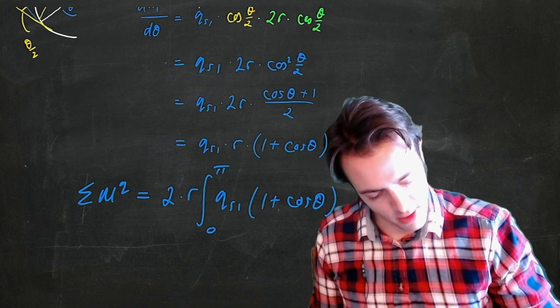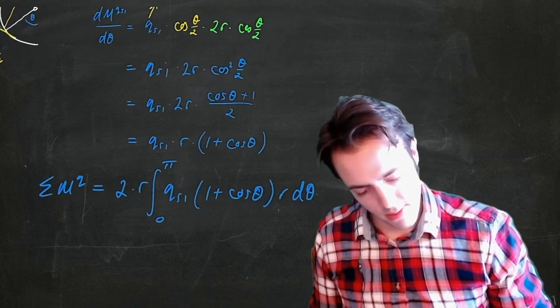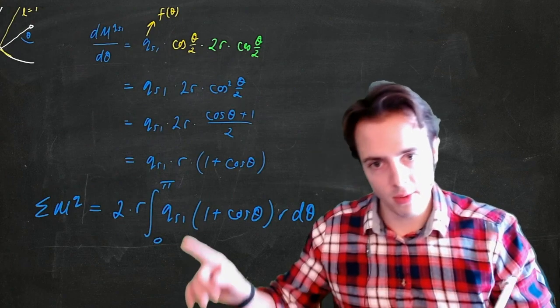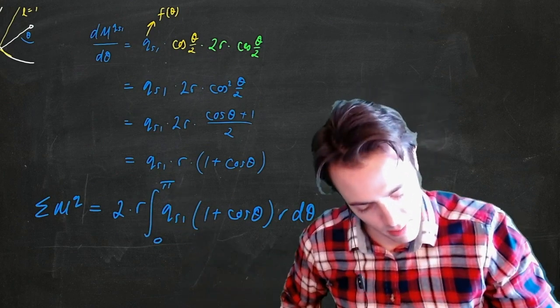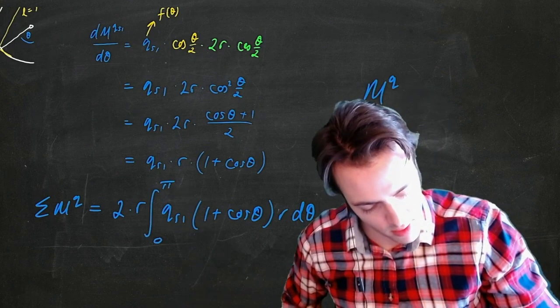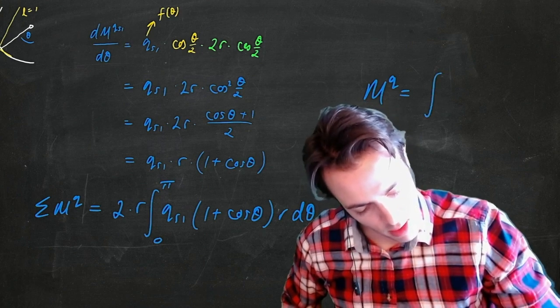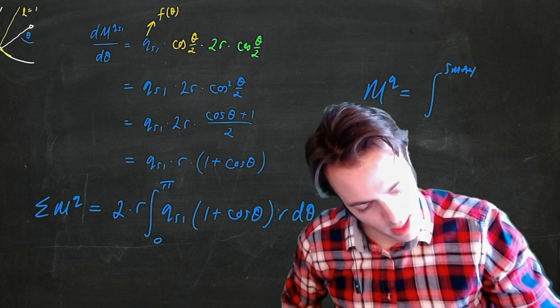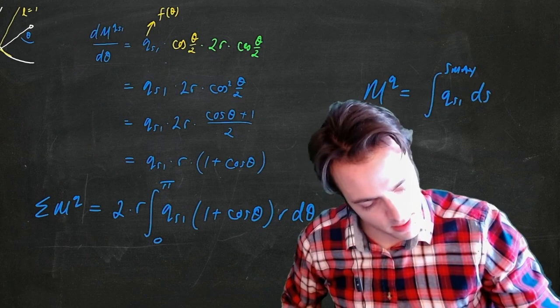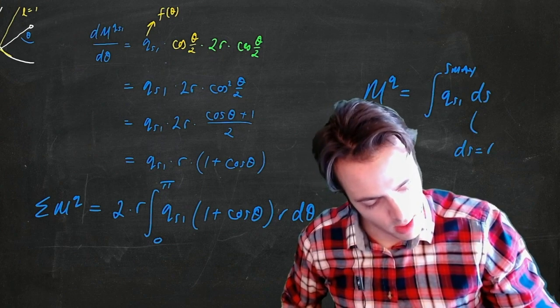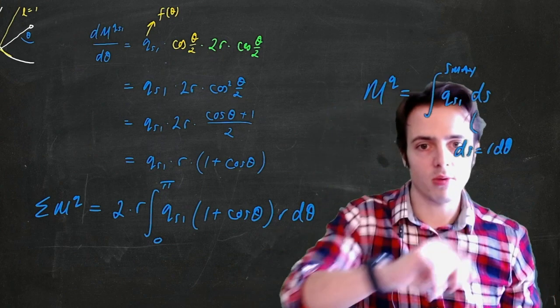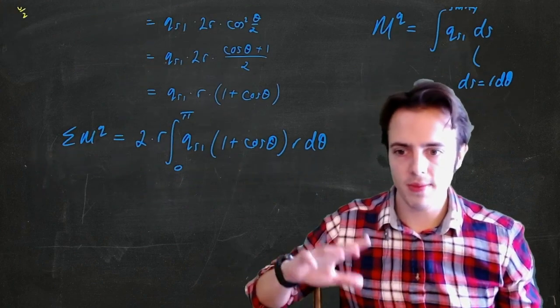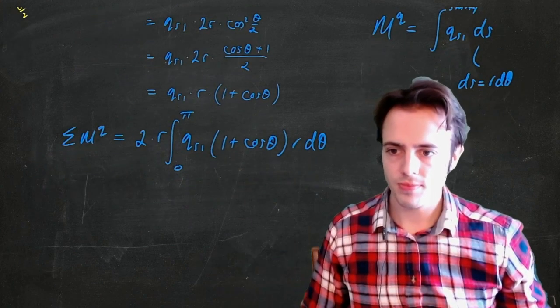Sorry, that should be r d theta, okay? Because we actually need to integrate along s. So this should be the moment due to q is equal to the integral from s max of q s1 ds. ds is equal to r d theta. So we need to make sure we do that change of integration variable here, and I've got that here.